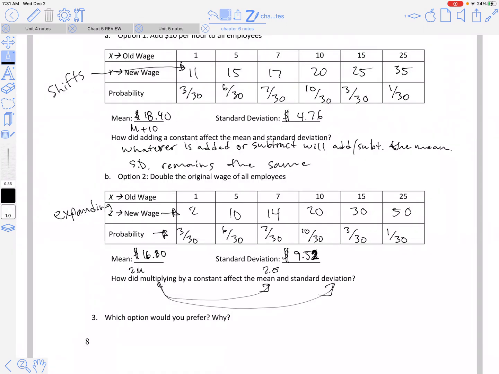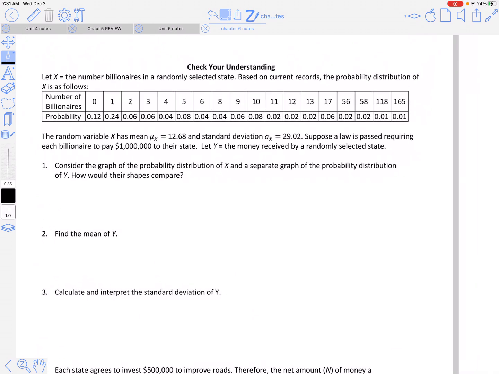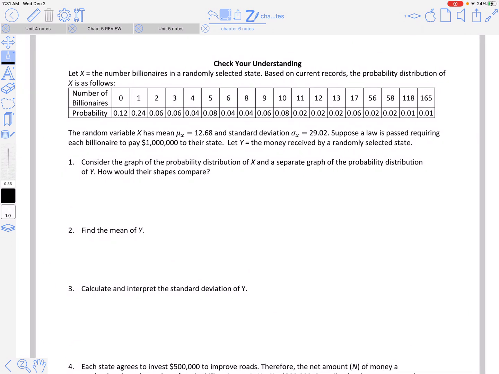All right, so that was our first learning target in 6.2. And if you haven't already, try this check your understanding on page 9. Just try to apply what you learned, pause this, and go through it. If you already did it, fast forward, that's fine too.